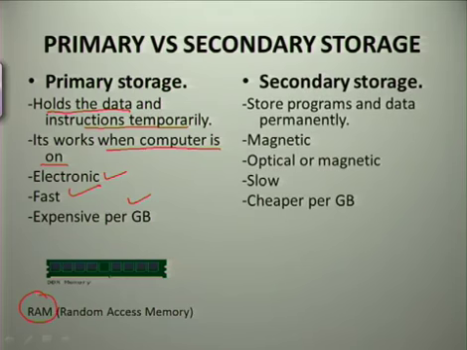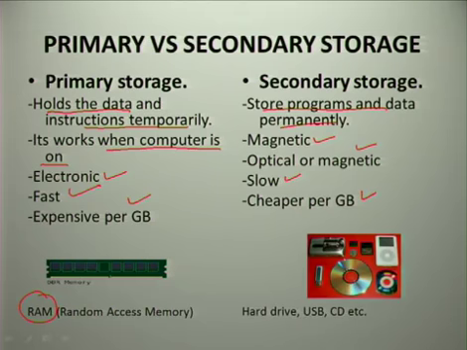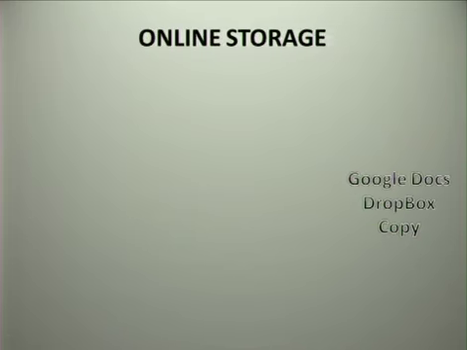Secondary storage stores programs and data permanently. It is magnetic, optical, slow, and it's cheaper per gigabyte. Examples here are our hard drive, our USBs, and CDs. All right, then we're going to move on to our online storage.